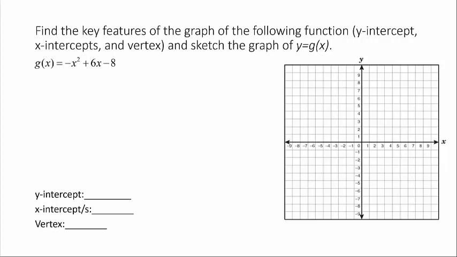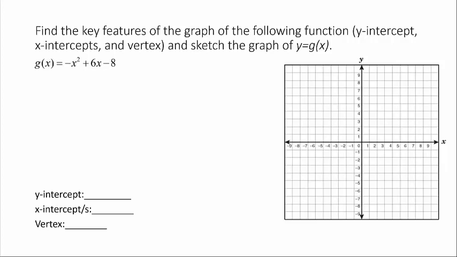The goal of this example is to graph a quadratic function given in standard form by finding key features of the graph. So we're going to find the y-intercept, the x-intercepts, and vertex, and sketch the graph of g of x in this case. And we have g of x equal to negative x squared plus 6x minus 8.